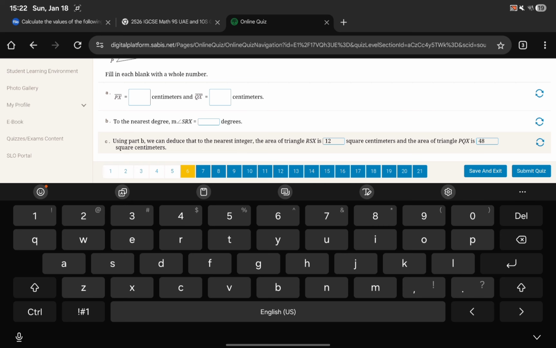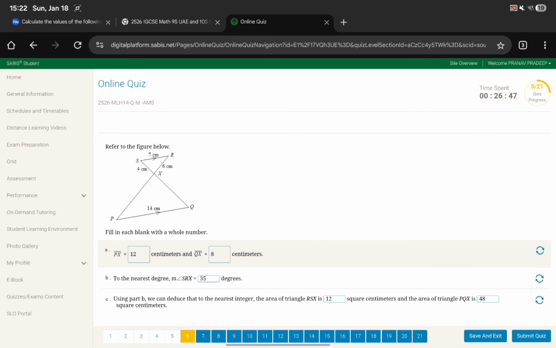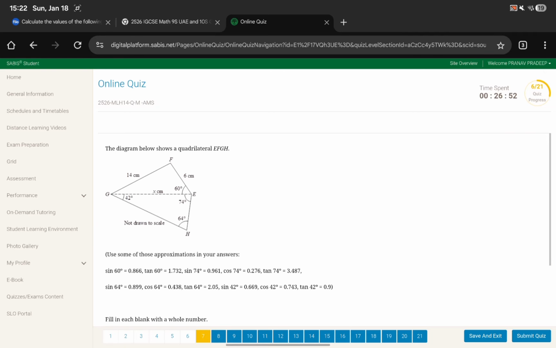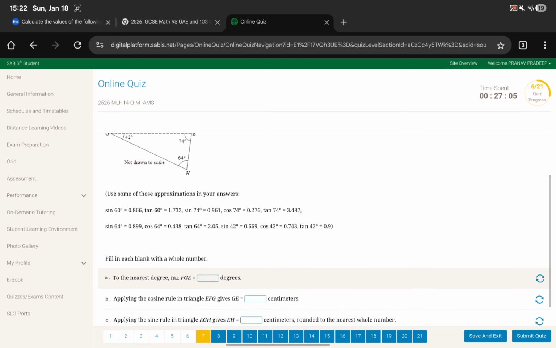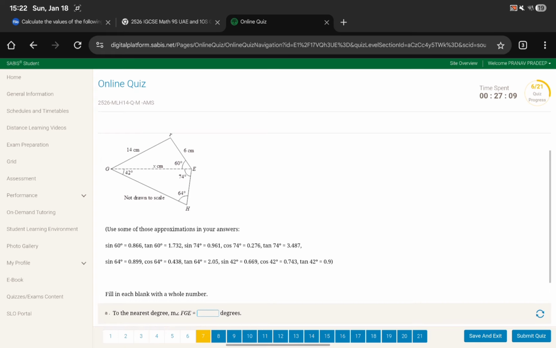I hope my explanations are clear. Okay, angle SRX is 35. Again, one more. Okay, I think we have more. Quadrilateral EFGH. To the nearest degree, the measure of FGE.